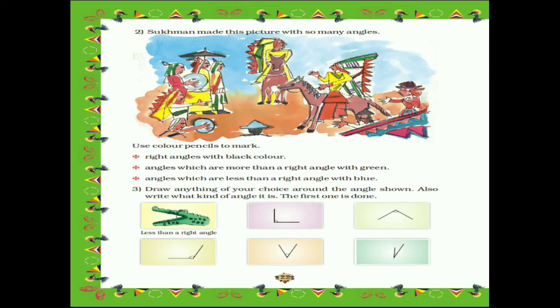Now let's see question number 3. Draw anything of your choice around the angle shown. Also write what kind of angle it is. The first one is done. So here different angles are given. What you have to do? You have to identify which angle is given.